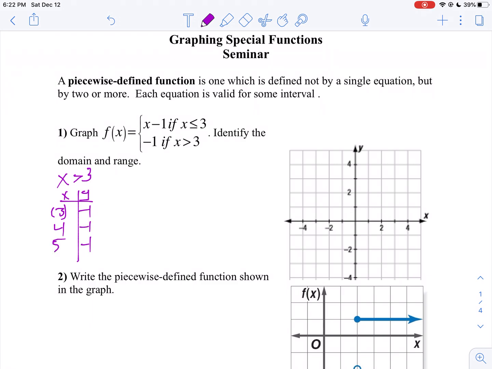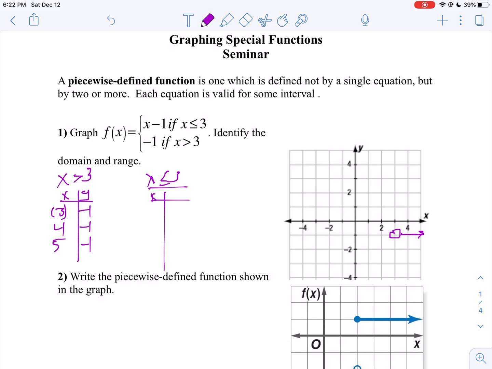You probably didn't even need to make this chart to start with. So what happens when I'm at 3, I'm going to put an open circle at -1. And then I'm going to graph it to the right. It's going to be a nice horizontal line.